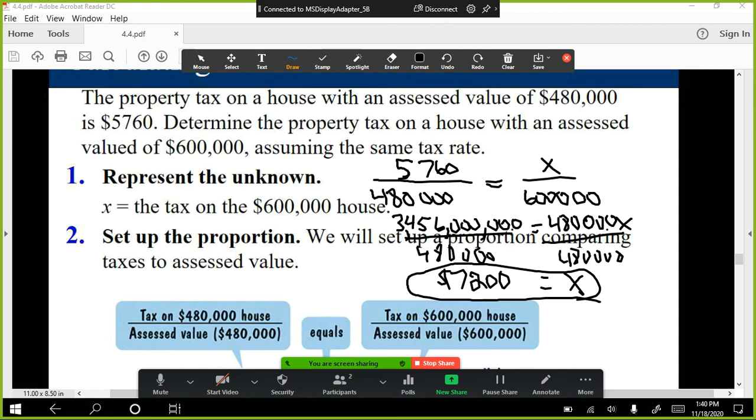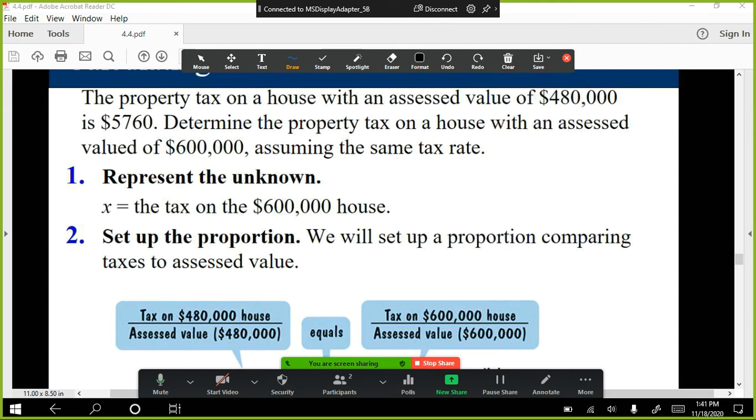Obviously, if you got something that said $500,000, you would have to realize that that's not correct. You're not going to pay $500,000 of taxes on a house that costs $600,000, right? And you would also know if this went down, it wouldn't make sense because more house is not going to pay less in taxes. So make sure once you get an answer, ask yourself, does this make sense?